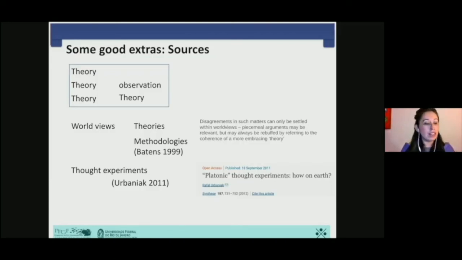But there is also another example of where these contradictions can be found in the sciences, and this is thought experiments. And for this, I recommend you to look at the Rafal Urbaniak paper, Platonic Thought Experiment, How on Earth, in which he not only defends that adaptive logics are good at helping us to scrutinize thought experiments, but that the contradictions that are in thought experiments are relevant for logicians as well.